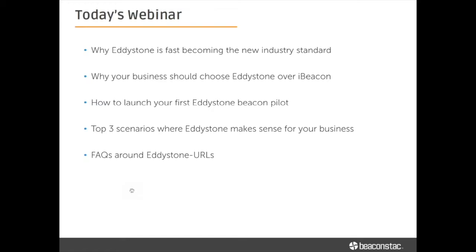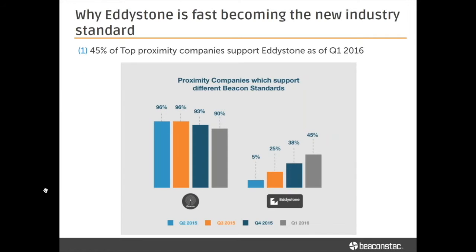Really comprehensive breakdown there. So without further ado, let's dive into the first section: why Eddystone is fast becoming the new industry standard. This is a really interesting chart. It's comparing the two beacon formats or protocols, iBeacon by Apple and Eddystone by Google, and their trend over the last 4 quarters. We've seen a really impressive rise in the popularity of Eddystone with proximity-based companies.